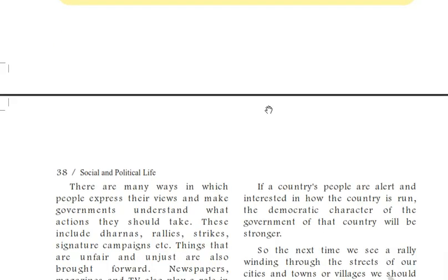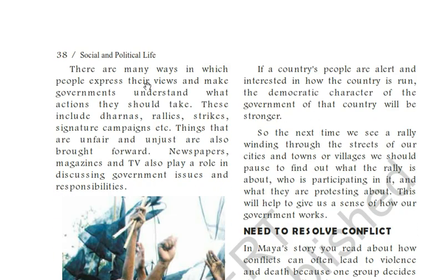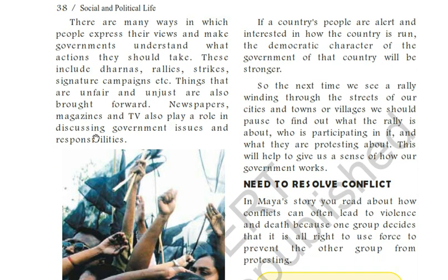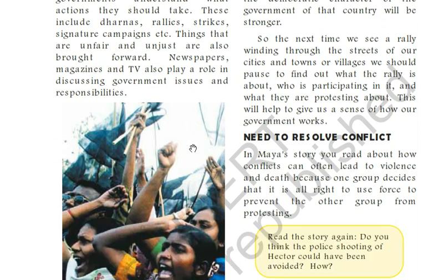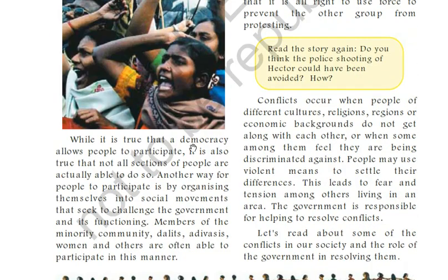So these are some of the news headlines. So there are many ways in which people express their views and make governments understand what actions they should take. These include dharnas, rallies, strikes, signature campaigns, etc. Things that are unfair and unjust are also brought forward. Newspapers, magazines, and TV also play a role in discussing government issues and responsibilities.